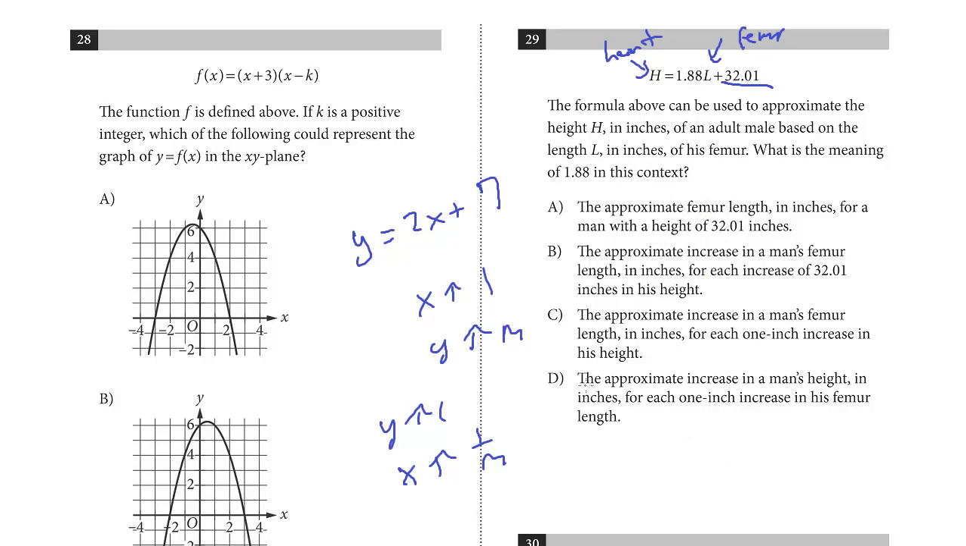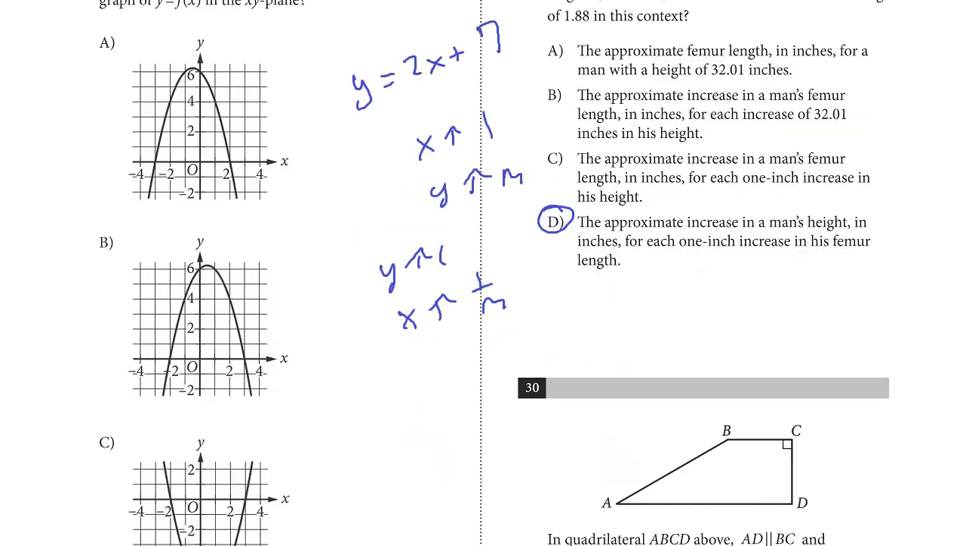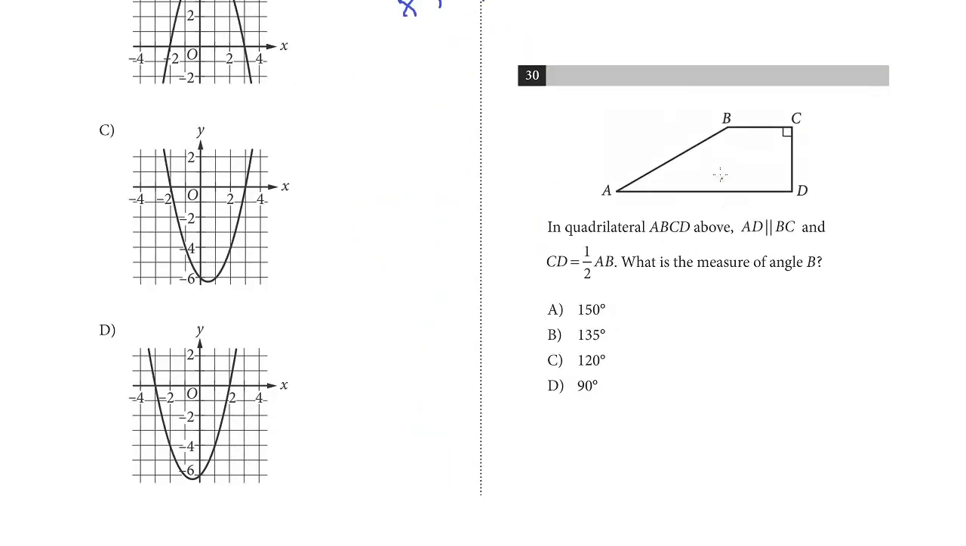it's obviously D, the approximate increase in a man's height, that is the y, in inches for each 1 inch increase in his femur. Like, the really straightforward question. I'm, again, surprised to see it so late in the section. It's D. All right, last question before we start the grid is number 30.